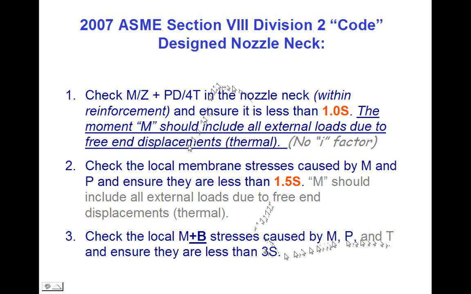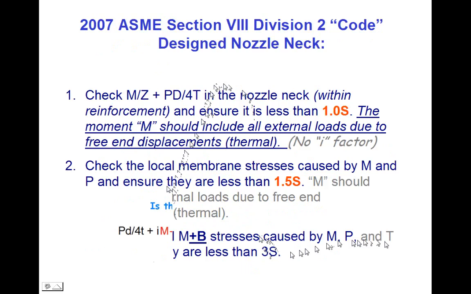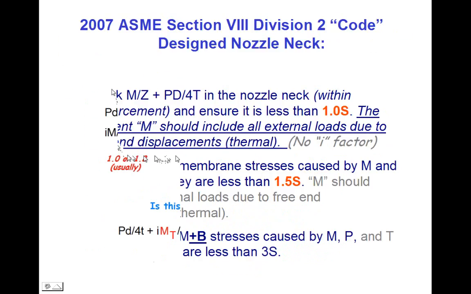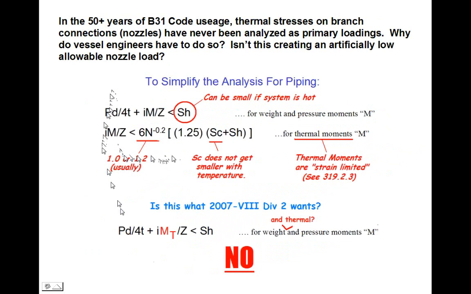So now what we'd like to do is see how these play out in real nozzle configurations. I'd like to re-summarize the casting that we've just done in going from piping to pressure vessels. Previously we said that this was the piping allowable, and we realized that this primary allowable for piping can be fairly small because SH can be a fairly small number.